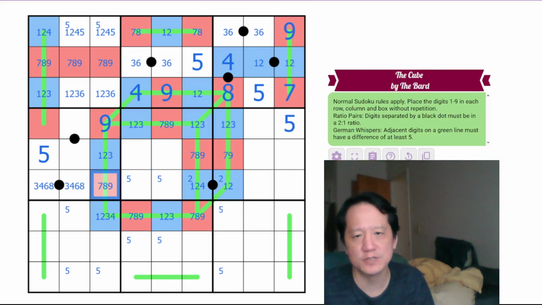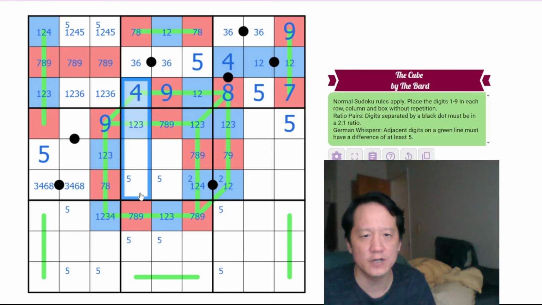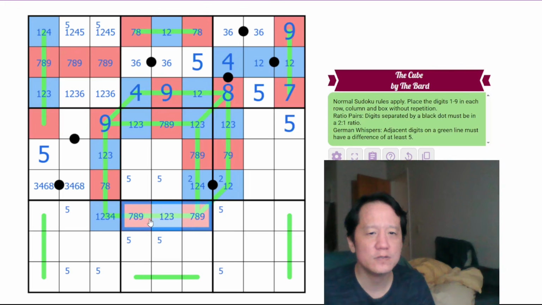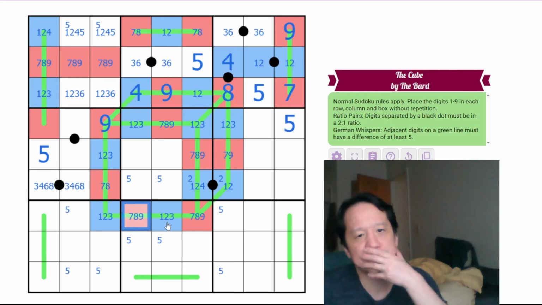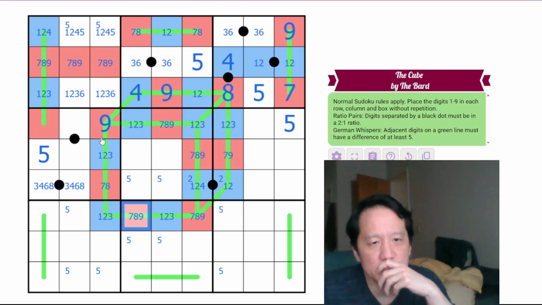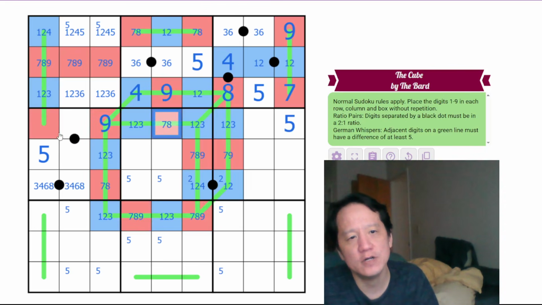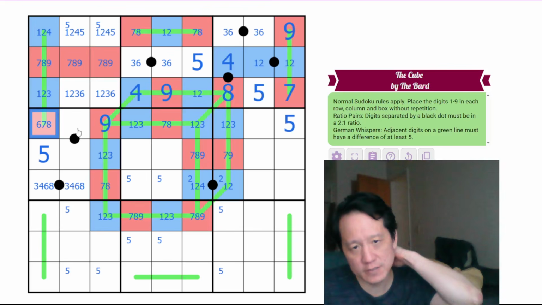This is 9, so this cannot be 9 here. 4 cannot be here. 9 means this can't be 9. So therefore, this can't be 4, because 4 can only be next to 9s on Whisper 5 lines. 9 eliminates 9 here. This has to be 6, 7, or 8.